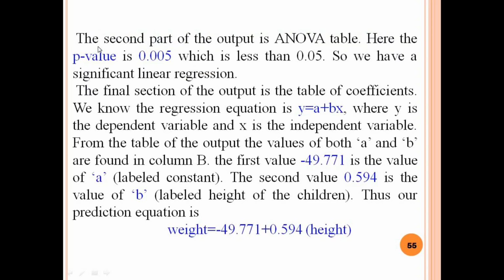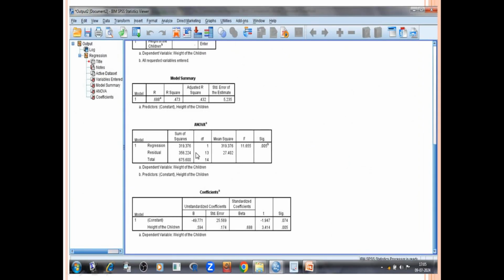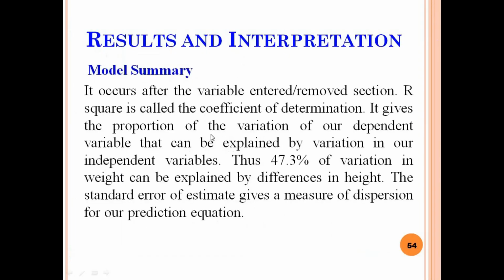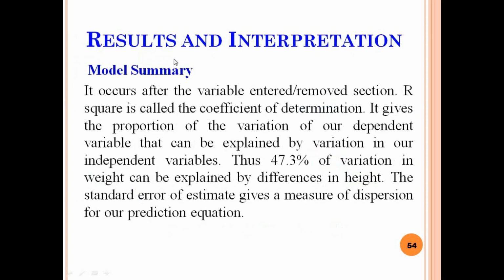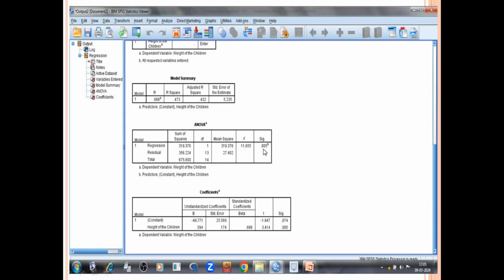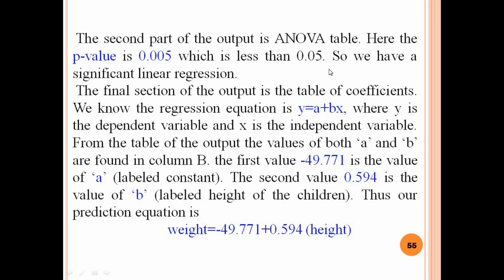Now the second part of the output is our ANOVA table. Here the p value is 0.005. This is our p value, 0.005, which is less than 0.05. So here we have a significant linear regression.